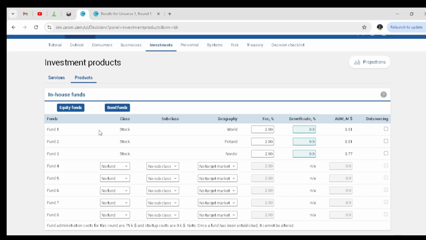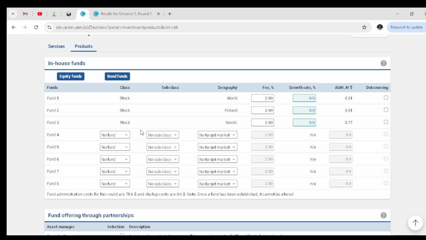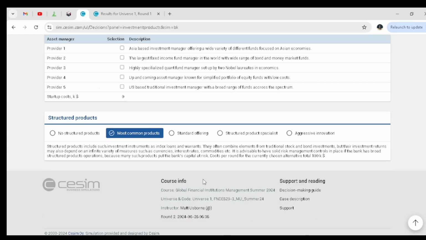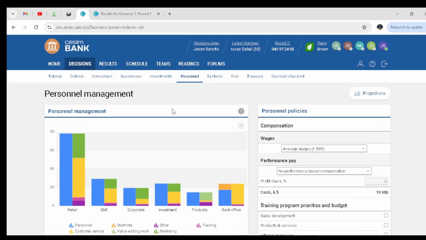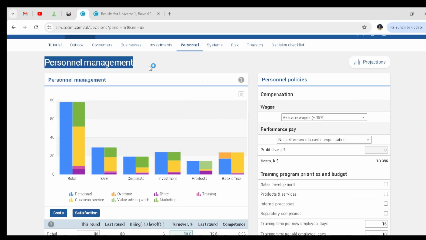Next one, the products. Under the products, we're not going to make any changes at this point. Shall just maintain it the same. So next department, the personnel. And under the personnel, we are talking about the personnel management.